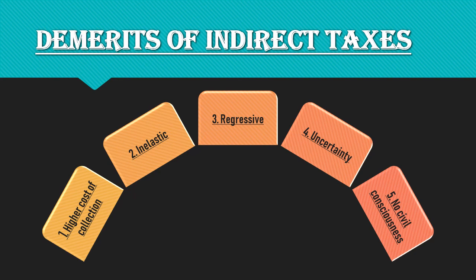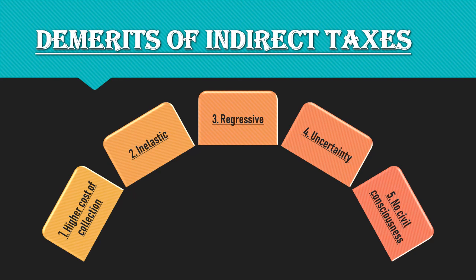The next point is regressive. Indirect taxes are sometimes unjust and regressive in nature, since both rich and poor persons have to pay the same amount as taxes irrespective of their income level. I just told you that direct tax is usually of progressive nature. If the income is higher, the tax rate would be higher, but in this case the tax rate is similar for rich and poor. It means the burden is equal. So it's a kind of demerit.